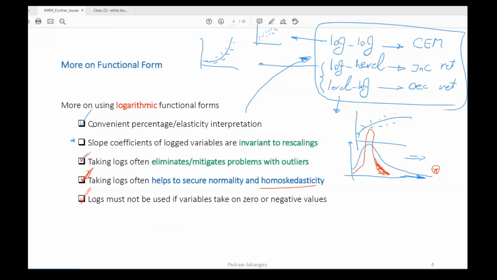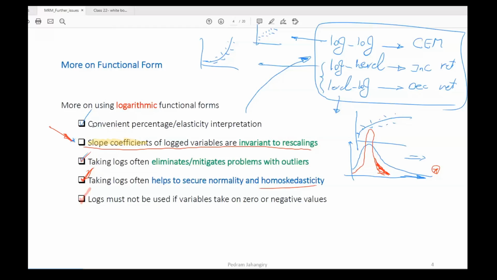All right. Now let's talk about the second one. How can we prove this one? I can use the lower part of the page. It says that slope coefficients of log variables are invariant to rescaling. And be very careful. It only says the slope coefficient. So let me pull my highlighter. Slope coefficient. Okay, so let's talk about that one.